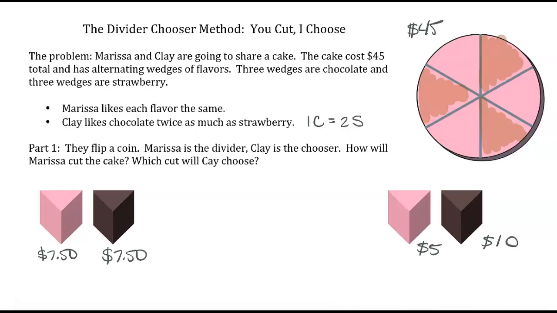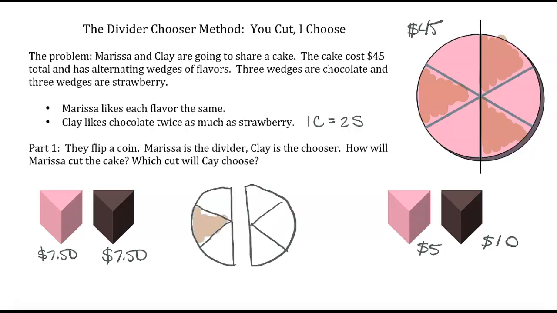Now that we understand each player's individual value system, let's think about how Marissa might cut the cake. Remember, to Marissa, this whole cake is the same, so she might cut it anywhere. If it were me and I was Marissa, I would just make a slice using a path of least resistance, maybe something like this. Cutting the cake right down the middle like that gives us 2 halves. One half has 1 slice of chocolate and 2 slices of strawberry. The other half has 1 slice of strawberry and 2 slices of chocolate.